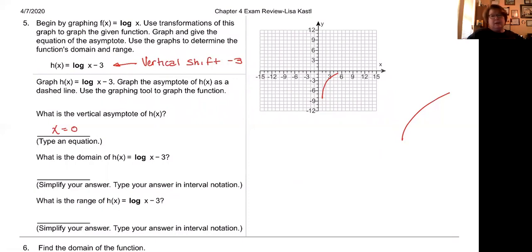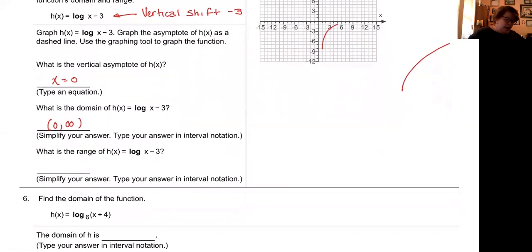What's the domain of this logarithmic function? Since I haven't moved it to the left or right, the domain of this function remains the same. The domain of the logarithmic function is the set of positive numbers, or from 0 to infinity. The range of a logarithmic function is the set of all real numbers. And just because we move this thing down 3 units doesn't mean that it changes the range. The range will remain the same. It will be the set of all real numbers.